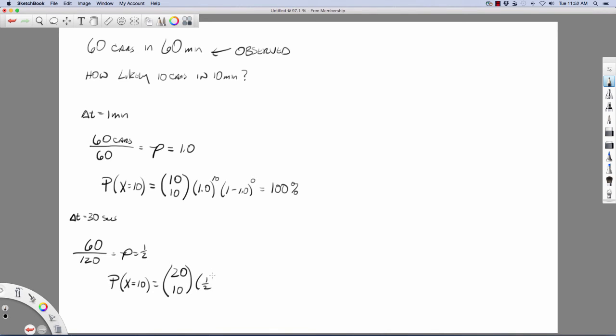So our p is 1/2. In this case, we raise it to 10, and then 1 minus p again is going to be 1/2, but raised to the 20 minus 10. So again, it's going to be 10. n is 20, x is 10, to give us n minus x equal to 10. And this gives us a probability of 0.1762.